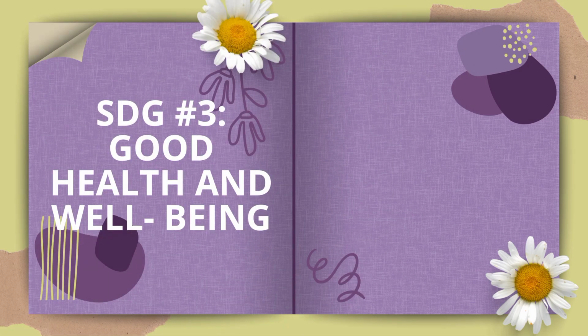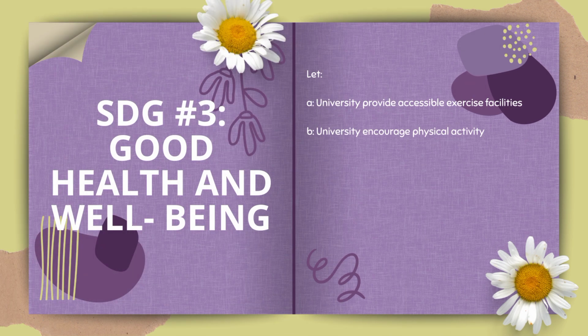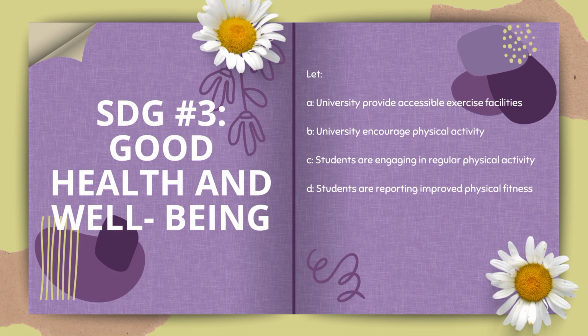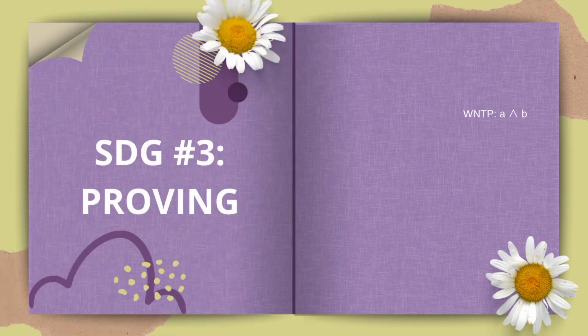Here are the variables of these statements. Let A be the university provides accessible exercise facilities. B, the university encourages physical activity. C, students are engaging in regular physical activity. D, students are reporting improved physical fitness. Lastly, E, more knowledgeable about the benefits of physical activity. At this moment, we have to prove the argument. We need to prove A and B.